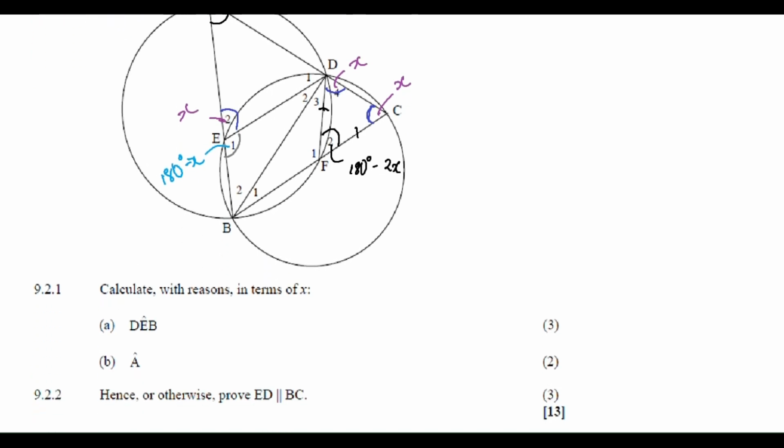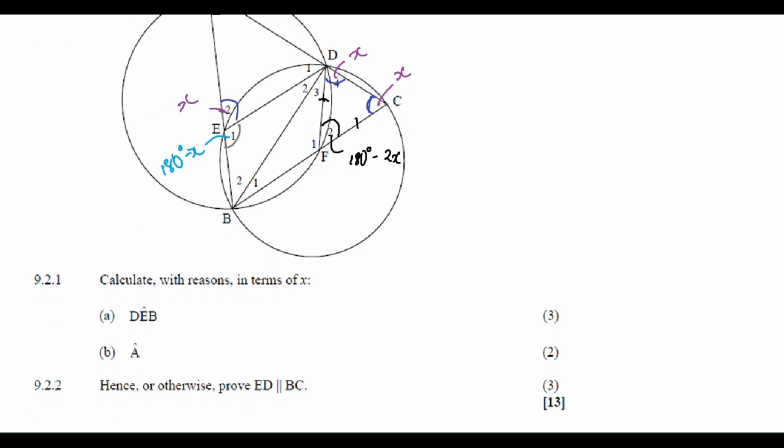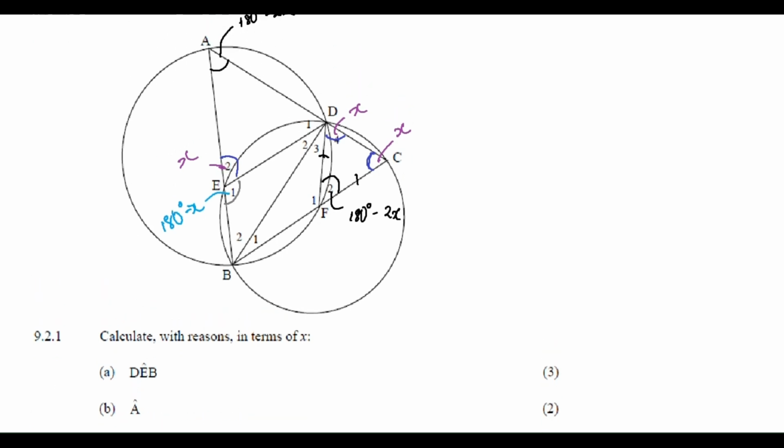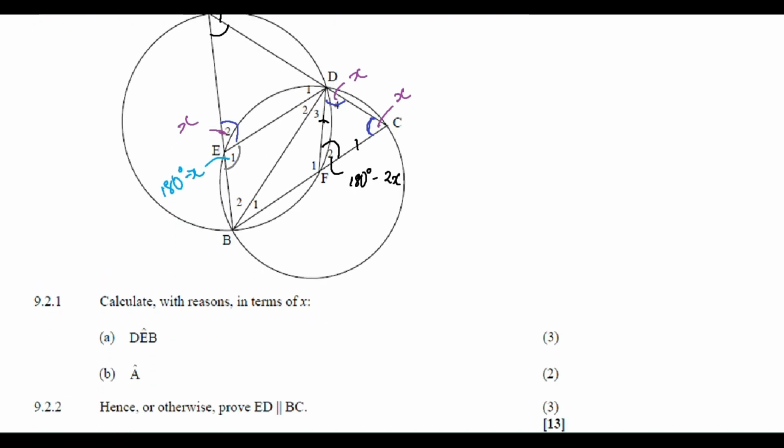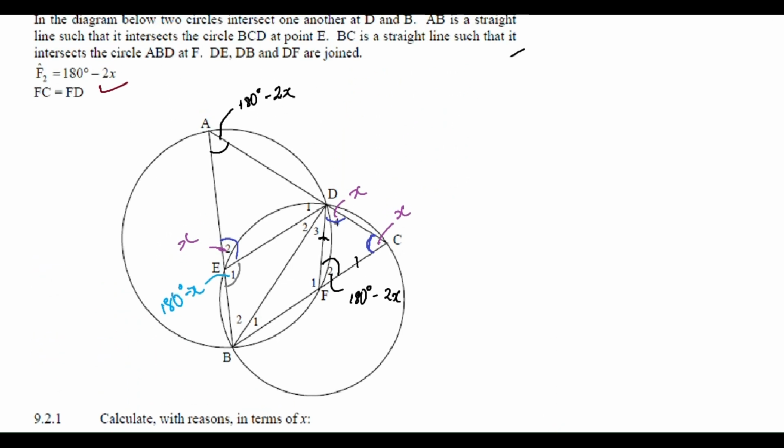All right, let's go to our next question. They are saying calculate in terms of x angle A. Where's angle A? Ah, is that one, guys? How many marks? It is 2 marks. Easy stuff, easy stuff. They simply want a reason here. So you are going to say angle A is going to be equal to angle F2, right?